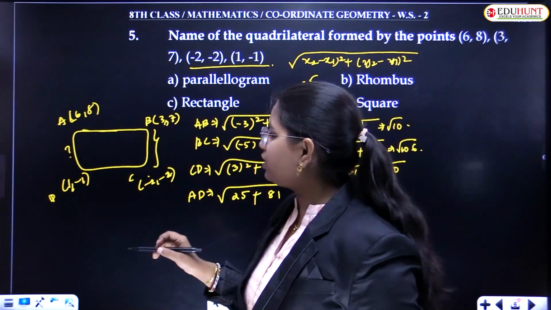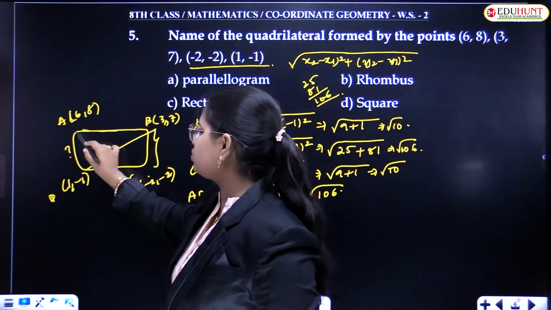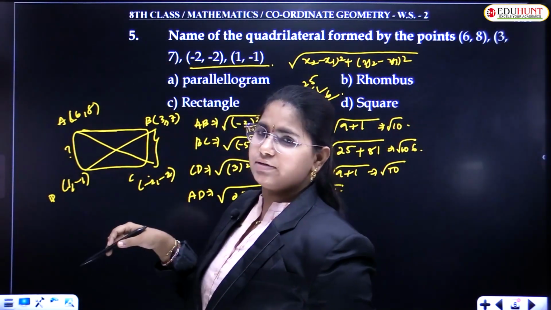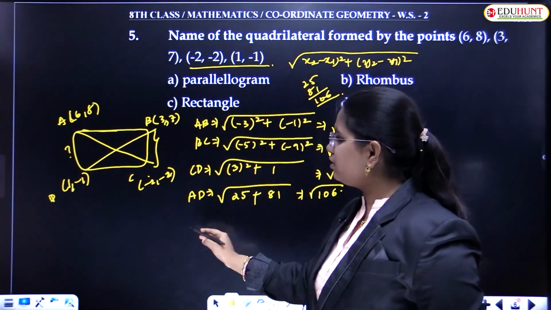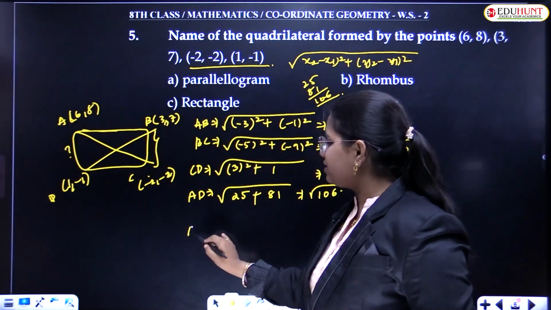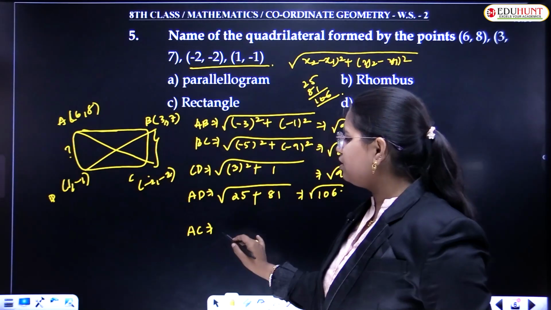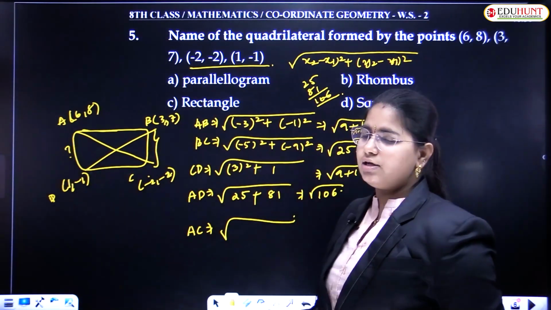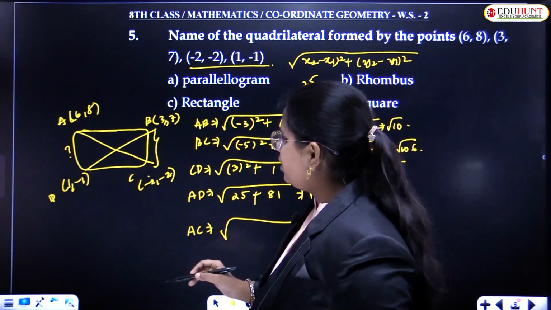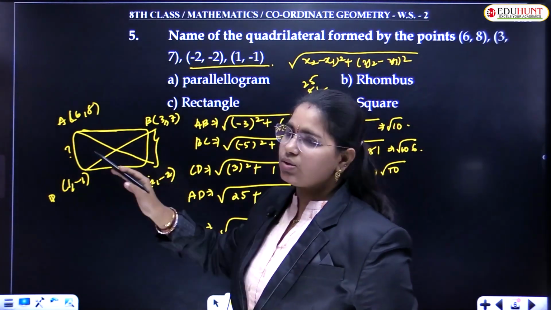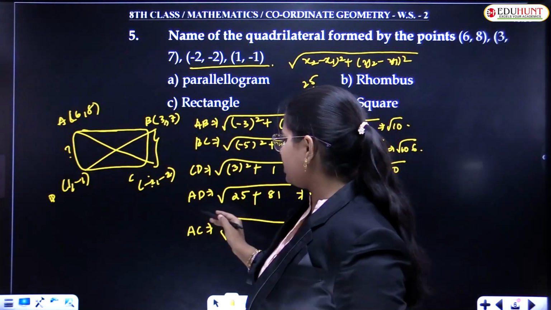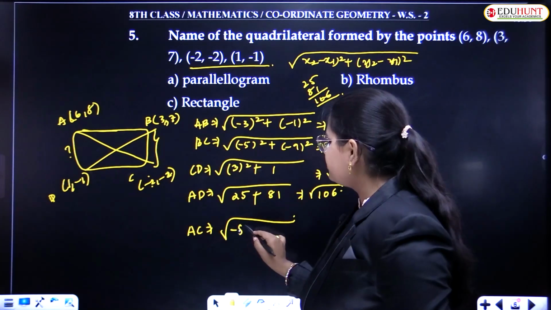Also we need to check with the diagonals. These two are also sides, right? Diagonals: what is the length of a diagonal? So let me check with AC. The first diagonal is AC. What is the length of diagonal AC? Now tell me. AC is nothing but x2 minus x1: minus 2 minus 6 is minus 8 whole square.